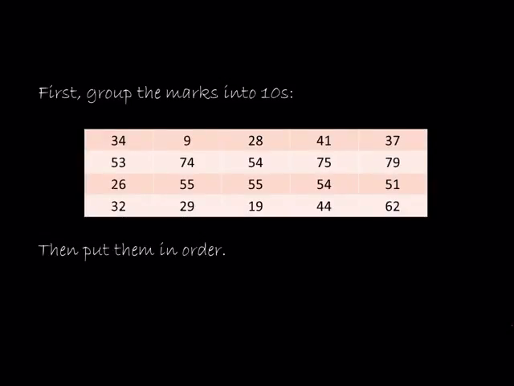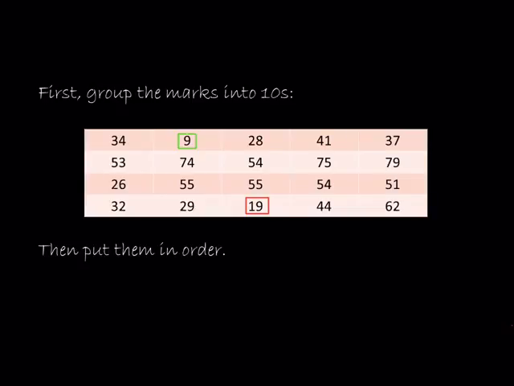First of all, we have to group the marks into their tens and put them in numerical order. So we can see that the numbers less than 10, we just have one of them at 9. Now let's look at the teens. So we have actually just got one teen at 19. Then we can look at the 20s. Let me choose a different colour to show that.